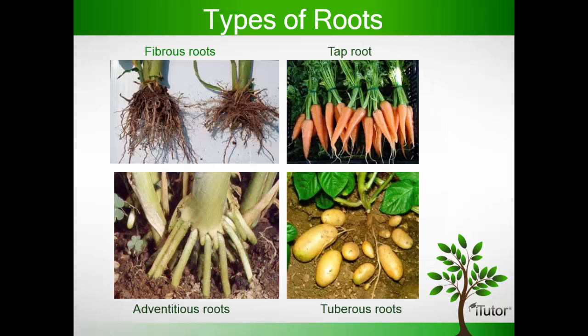So here's an example of all four types. We have the fibrous roots. It's very fibrous, looks like hair. Then the tap roots, like carrots. Adventitious roots, like corn. And the tuberous roots, like potatoes.